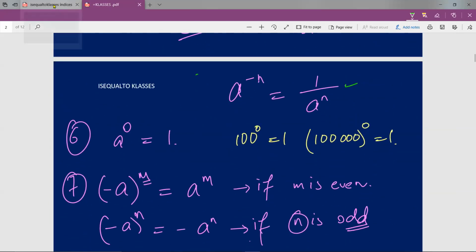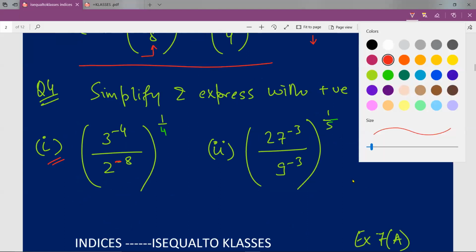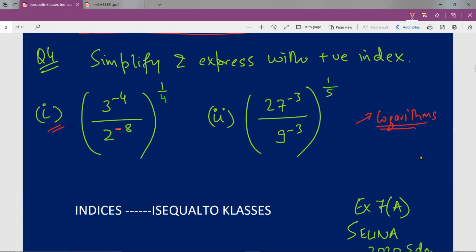And indices get very important because unless and until you are very clear about the rules of indices, you won't be able to do logarithms. I have a playlist of logarithms also. My channel partner Shivang also has done a lot of videos on logarithms. You can have a look at those playlists of logarithms also. Let's move to the next question.